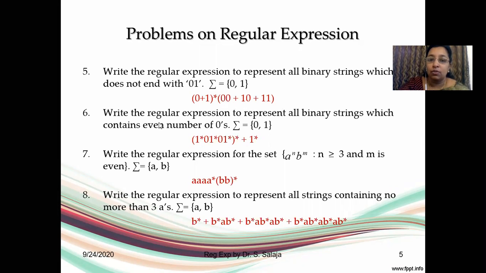Now here you try to represent all binary strings which contain an even number of zeros. So I have an even number of zeros here, 0, 0. That is, any number of times this closure occurs. It can be 0 zeros, 2 zeros can occur, 4 zeros can occur, 6 can occur, and any number of them.